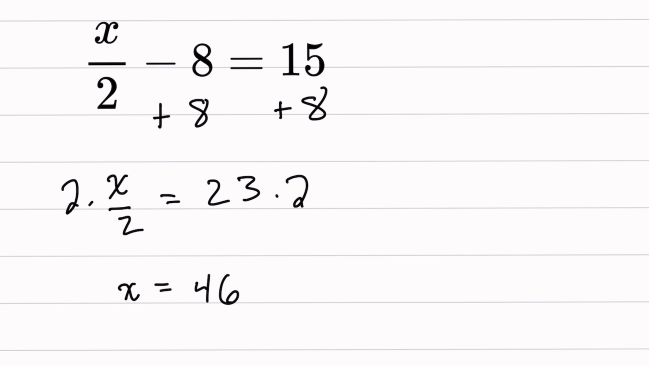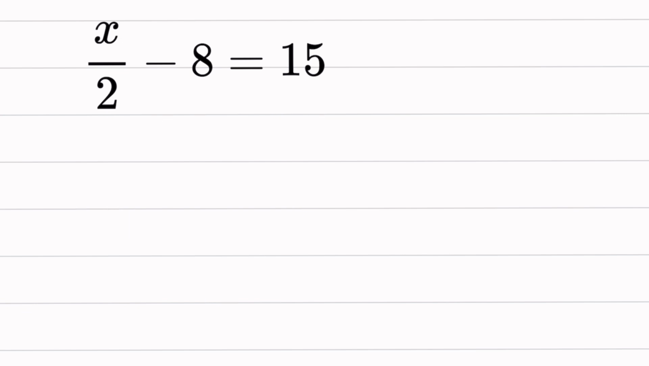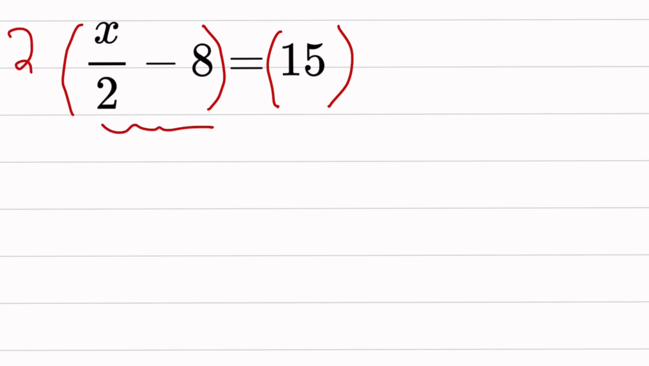And now I'm going to go back and show you how you would solve it if you started by multiplying by 2. So when I say what we do to one side, we do to the other side, I mean the entire side. So, when we multiply by 2, we have to multiply both of these terms. So, let's start by multiplying by 2 and see if we get the same answer.